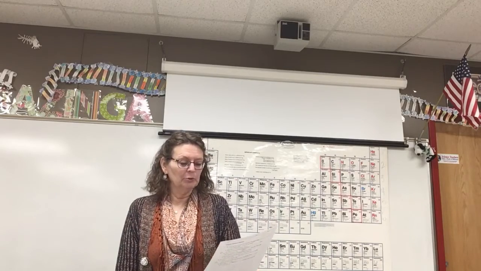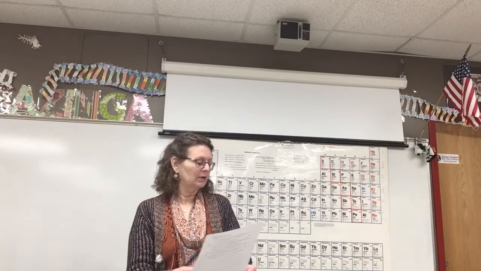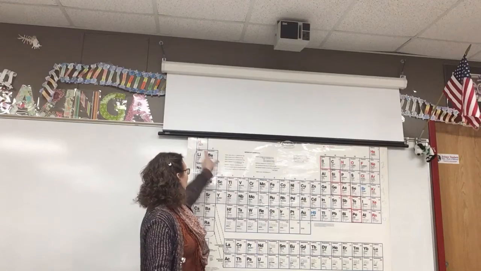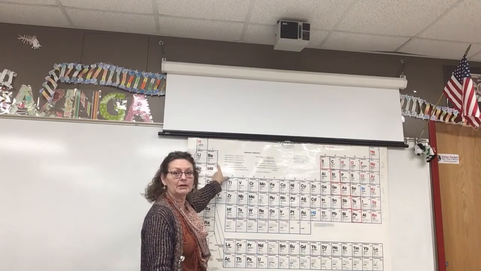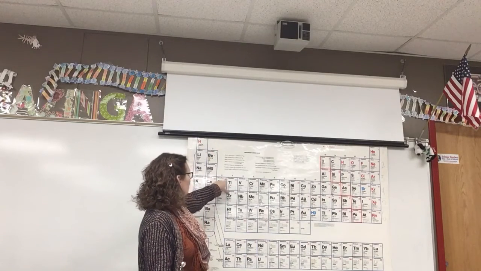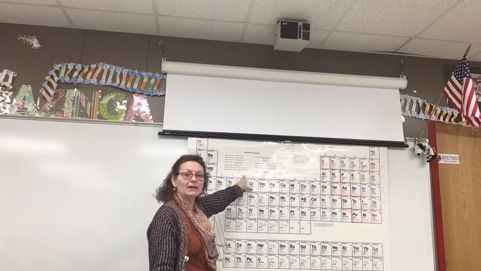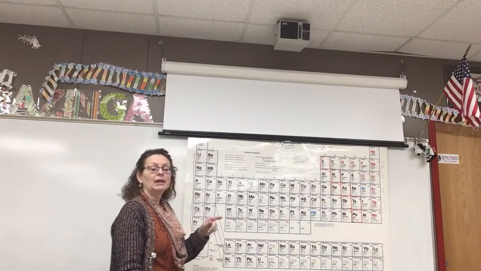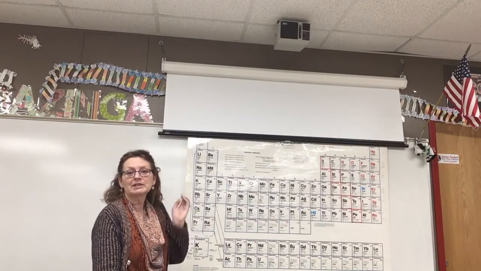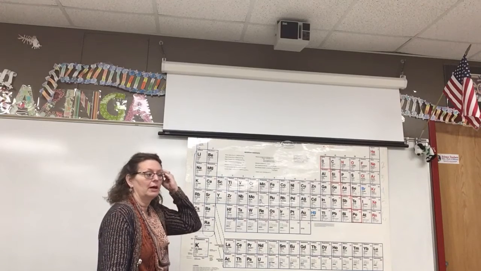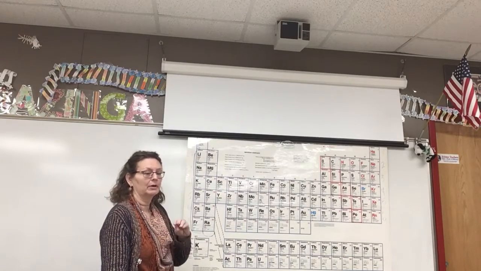Number 3, a group is a column. So it's the verticals, groups, and they have group numbers above them. There are numbers above them. This is group 3, this is group 4, this is group 5, this is group 6.